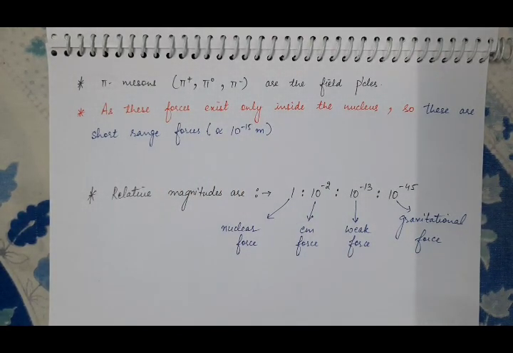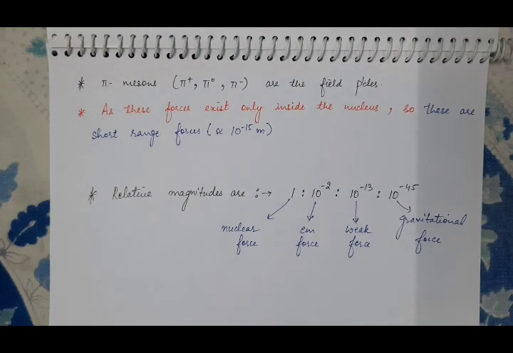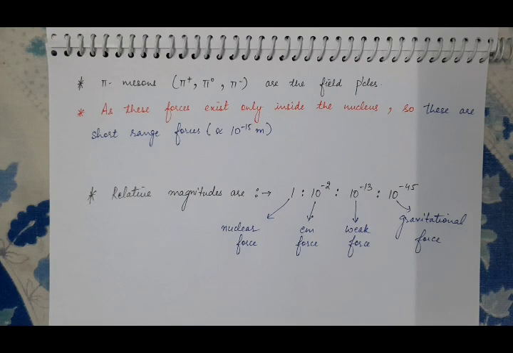Then, as these nuclear forces exist only inside the nucleus, and the size of the nucleus is about 10 raised to power minus 15 meter, it means these nuclear forces or strong forces are also short range forces. So this is all about these 4 kinds of forces.